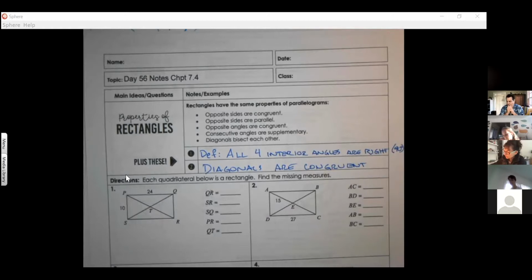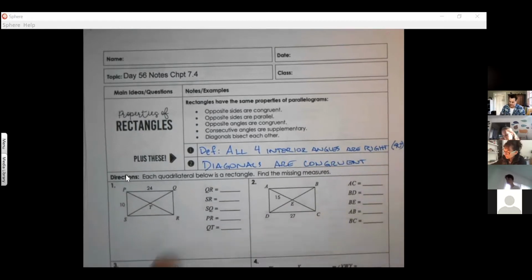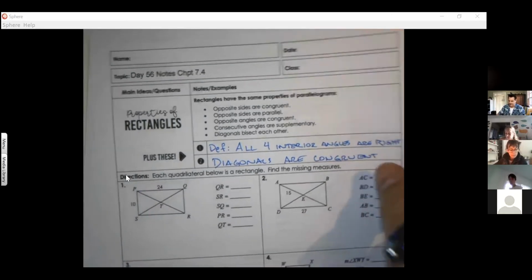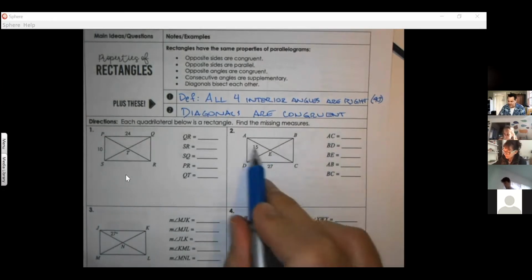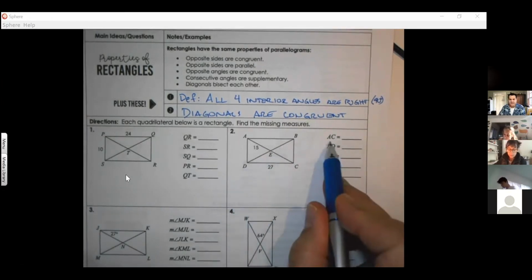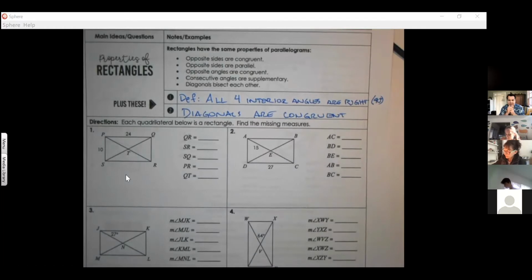So part of today's homework will be for you to do problems like these, 1, 2, 3, 4, and 5. I'd like to do a couple of these with you now. Let's do problem 2 together. We're given a picture, we're given AE, we're given DC, and we're asked to find AC. Can somebody please tell me how you might find AC and justify your value?